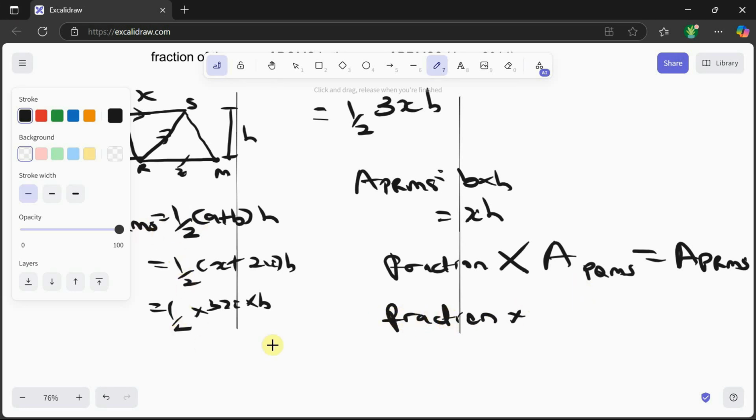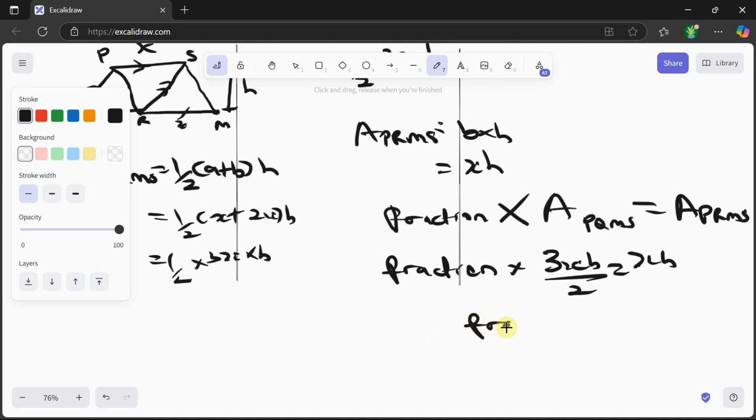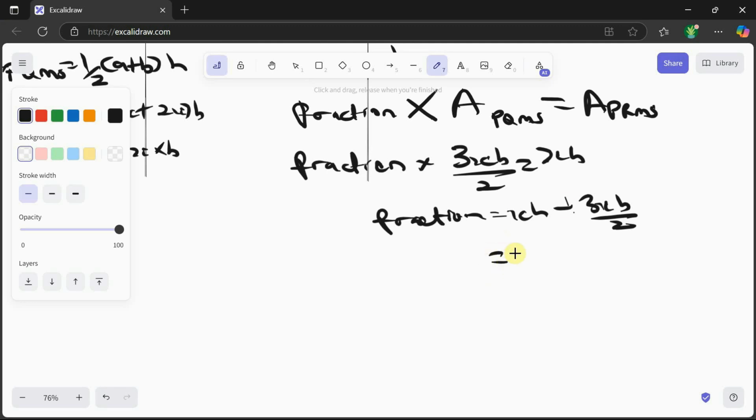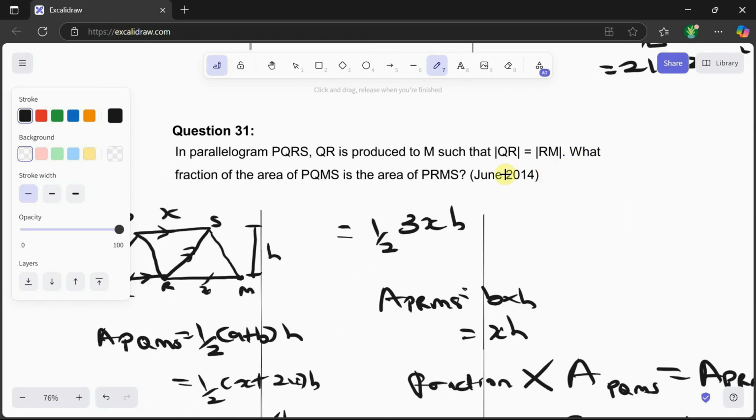This is it here, which is 3XH all over 2, is equal to the area of PRMS, which is equal to XH. So the fraction is just XH divided by 3XH all over 2. So that will be XH times 2 all over 3XH. This will cancel this, and that will be equal to 2 over 3. So PRMS is 2/3 of PQMS.